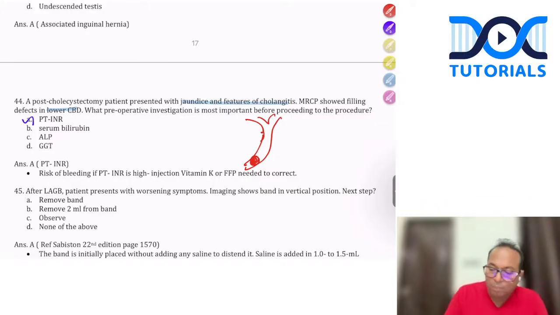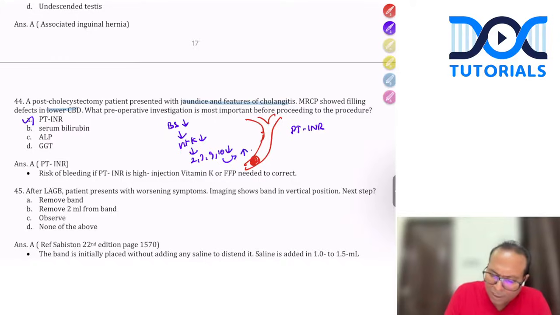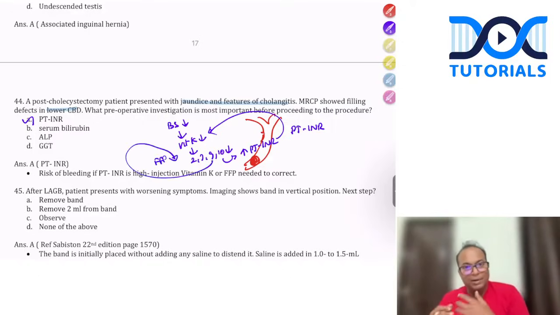We have to correct prothrombin time INR because the patient is in obstructive jaundice. Therefore, bile salts decrease, and when bile salts decrease, vitamin K decreases, and that results in factors 2, 7, 9, 10 decreasing, and it involves elevated prothrombin time and INR. Therefore, correct this by giving vitamin K or by giving fresh frozen plasma. Either you correct it by vitamin K or by fresh frozen plasma. Okay, so these are the points you should not forget.